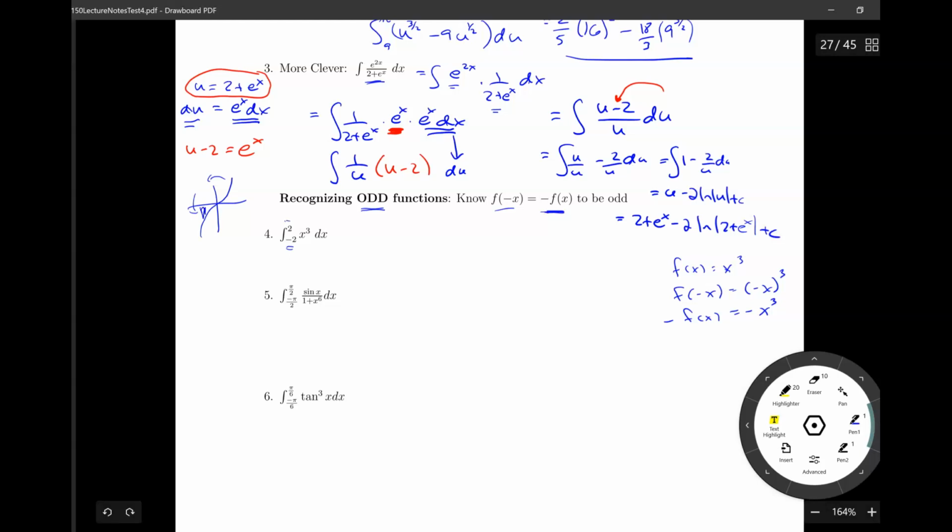So looking at this picture, and I'm looking to find the area between negative 2 and 2, so this area here and this area here, from what we remember this area was a negative quantity, and this area here is positive, so they will cancel each other out.